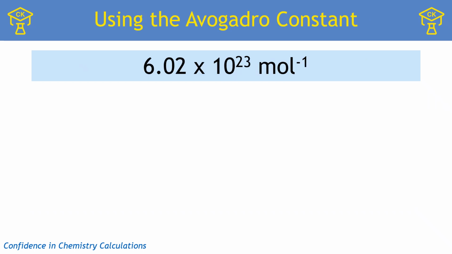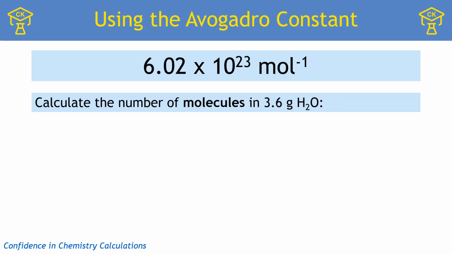So let's look at some examples of where we might use the Avogadro constant in calculations. The units of the Avogadro constant are given as mole to the power minus 1, which is just basically because it is the number of something per mole. One way in which we might therefore be asked to use the Avogadro constant is to calculate the absolute number of particles in a given amount of substance. So here's our first example.